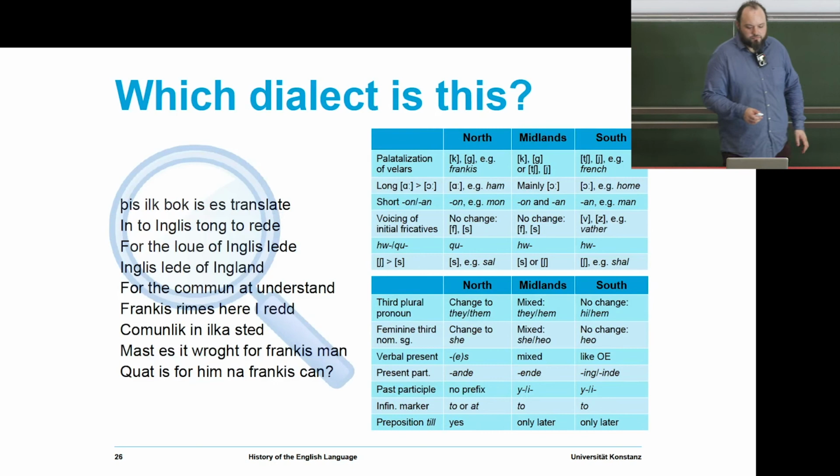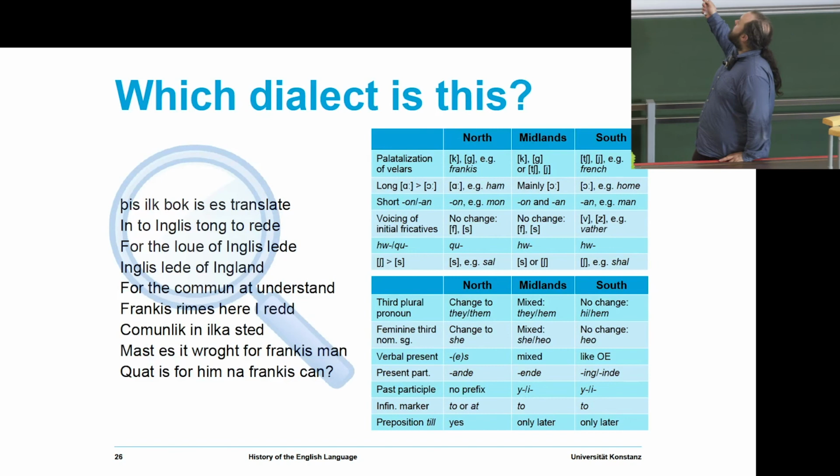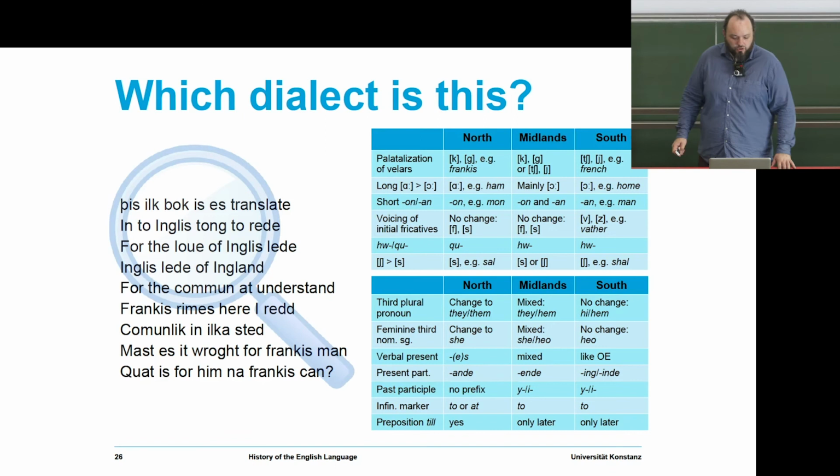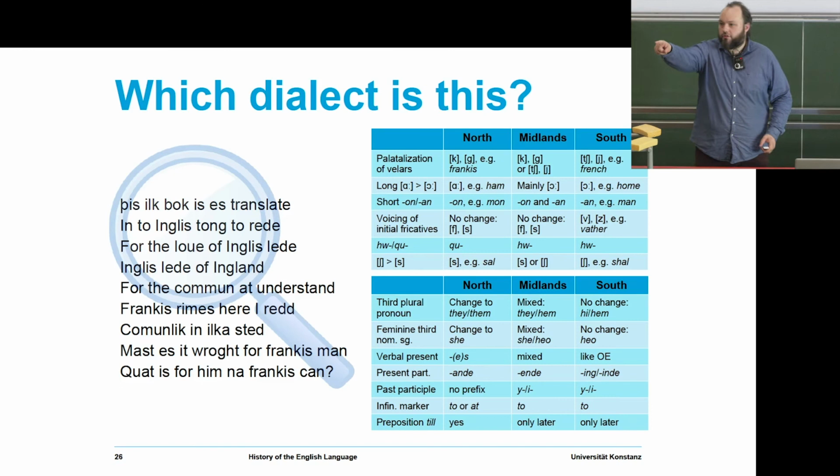Okay, so here's an example of what we just saw. I've given you the tables on the right-hand side, and here is a text, and I want you to tell me whether we're dealing with a Northern, a Midlands, or a Southern text. Okay, a few hands starting to go up. What do you think? A northern text.